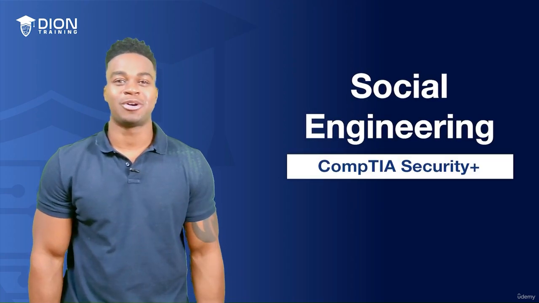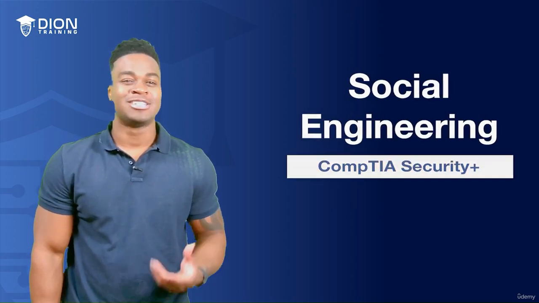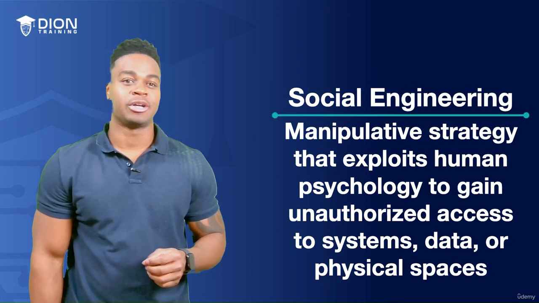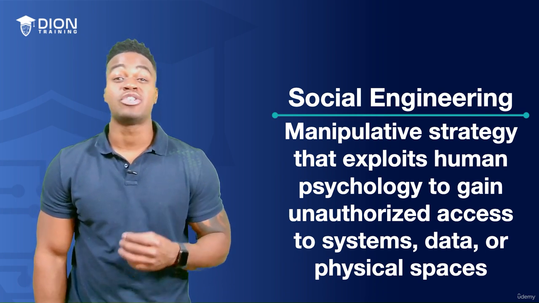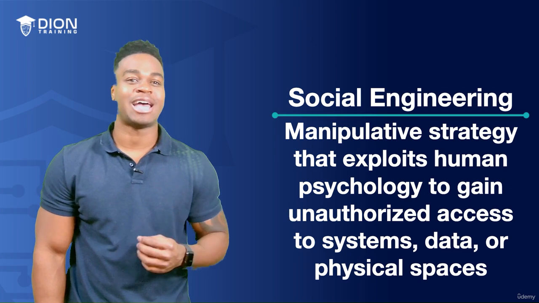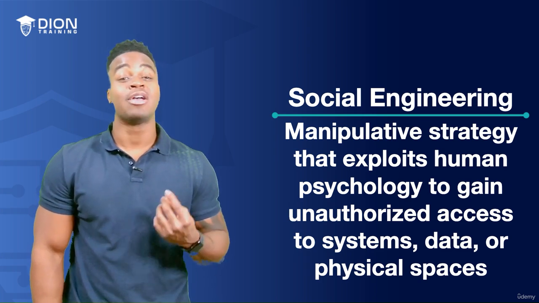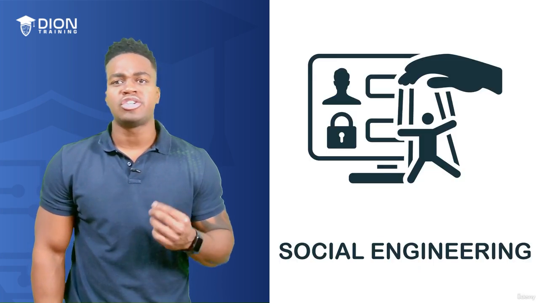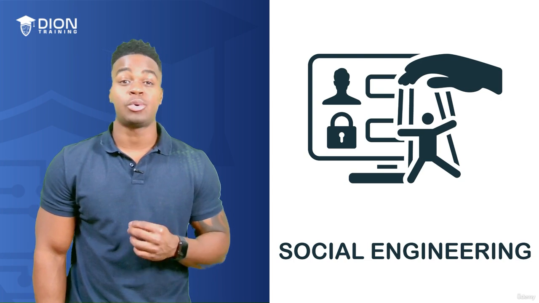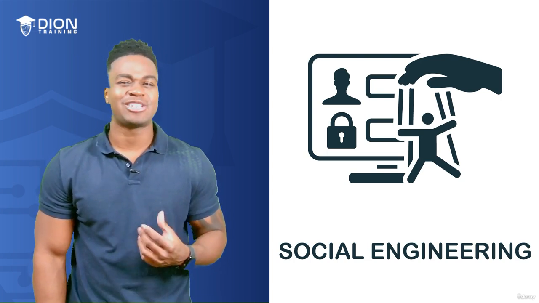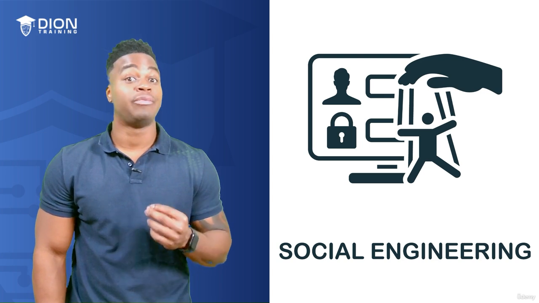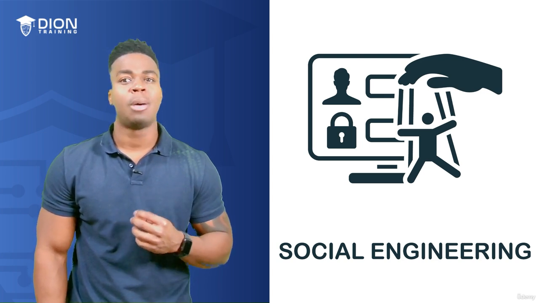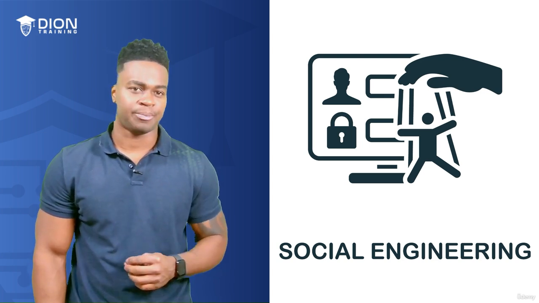In this section of the course, we're going to discuss social engineering. So, what exactly is social engineering? Well, social engineering is a manipulative strategy that exploits human psychology to gain unauthorized access to systems, data, or physical spaces. Social engineering includes written communication as well as face-to-face interaction. Instead of just using technical hacking techniques, social engineers manipulate people into revealing confidential information or performing actions that compromise security.